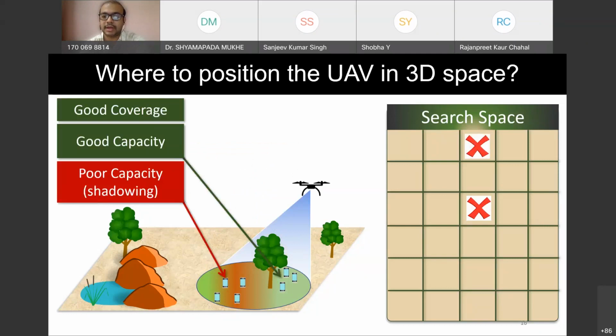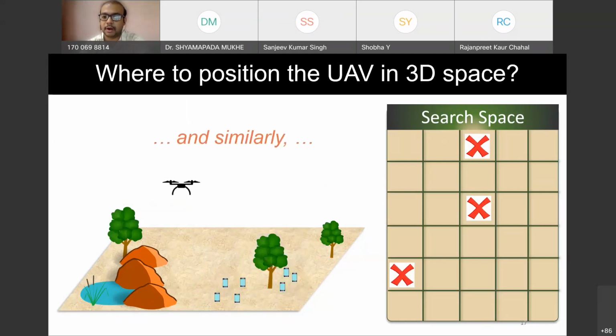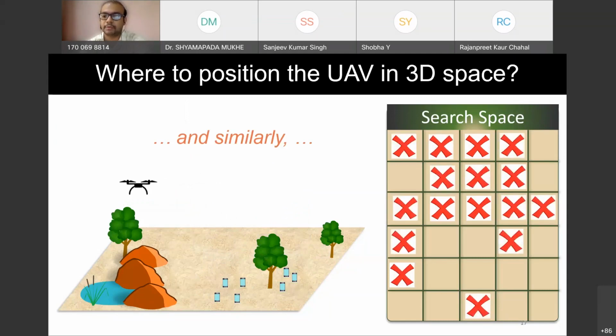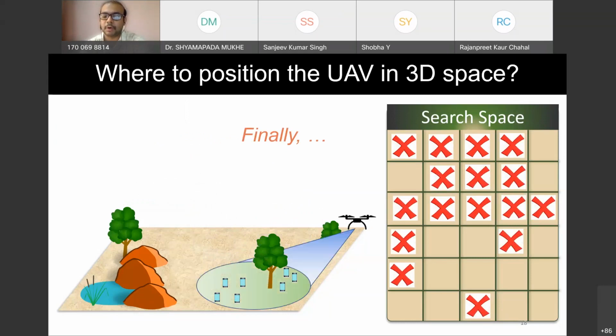Although on the right hand side, these mobiles regained connectivity or good capacity, whereas on the left hand side, the UEs do not have good capacity. So this also might not be a good candidate for placing your drone. And similarly, you can go to a lot of these different places, which is equivalent to a brute force search. And finally, you can come to some obscure location where you can satisfy both the conditions.